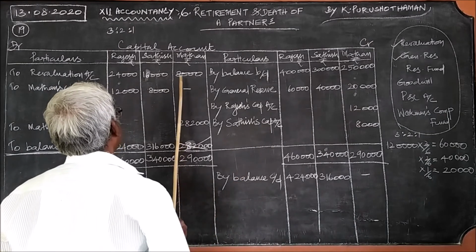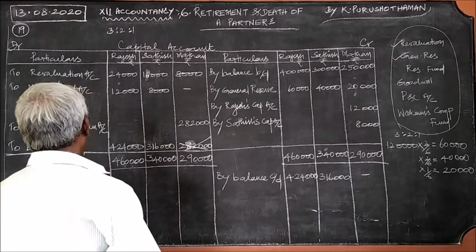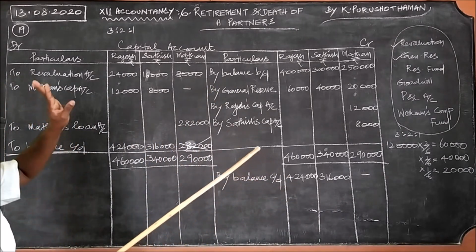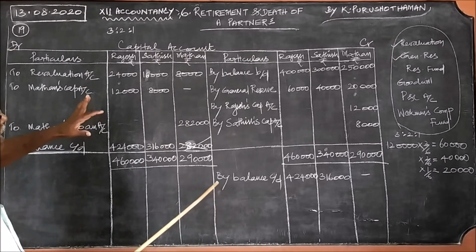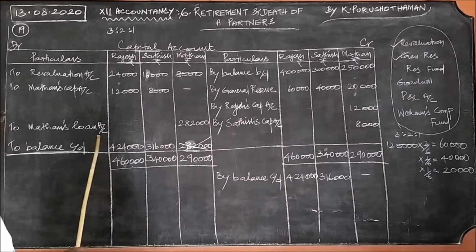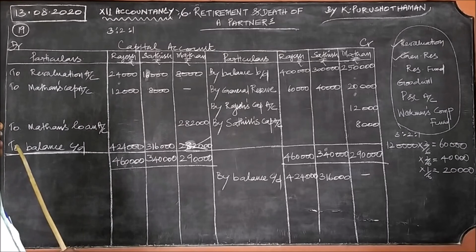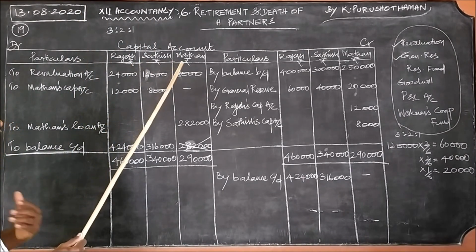2,90,000 and 8,000 minus 2,82,000. Here in the balance carried out, we should not write all the 3 partners' balance amount, because Madan has retired already. Only for the continuing partners can we write this balance carried out. We can show the balance here. But for the retired partner, we cannot show it.